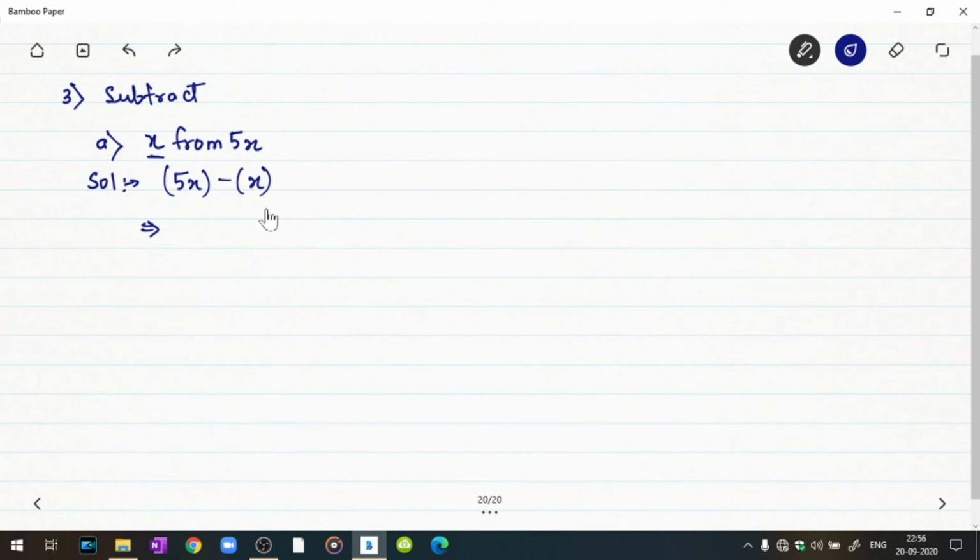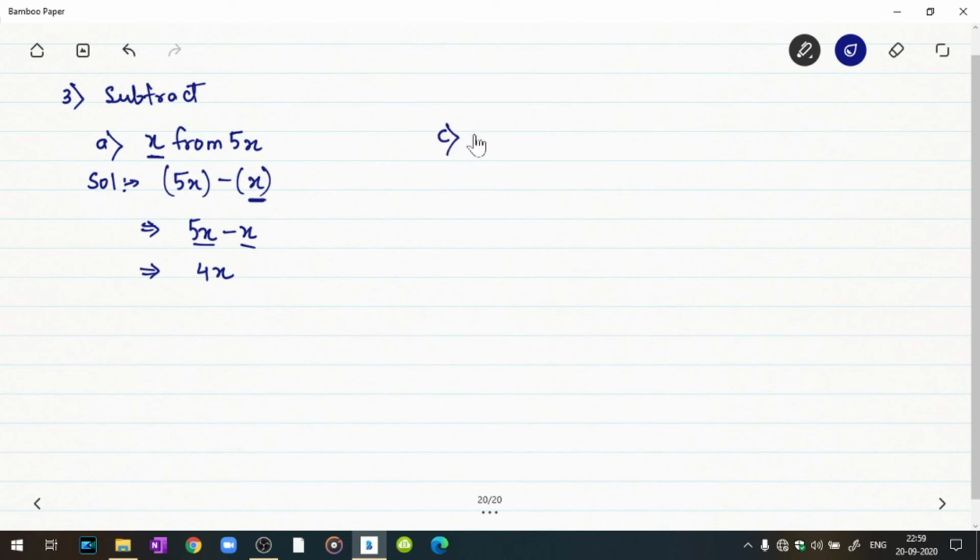Now what you will do is change the sign of the term, the expression which is to be subtracted. So you will get 5x, and here you have plus x, so you will change its sign to minus x. When you subtract x from 5x, you will get 4x.